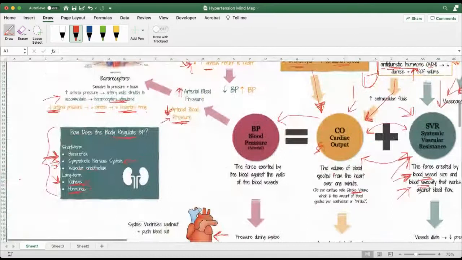And so remember, we were over here, we said we're going to talk about these things. We talked about the baroreflex, we talked about the sympathetic nervous system in the short term, and then we talked about what it does in the long term.